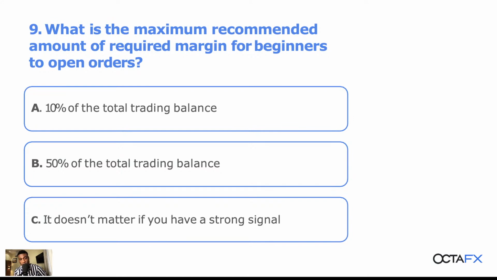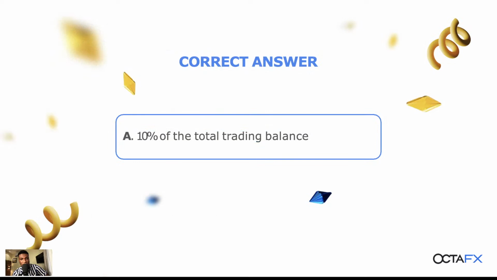And option C, it doesn't matter if you have a strong signal, is also not true, because you always have to minimize your risk. That is your tool, right? Your risk is your tool. If you can't be so sure of your entry, you can't be so sure of your signal, so you just have to minimize your risk. Okay, and that's why the answer to number 9 is A, 10% of the total trading balance.